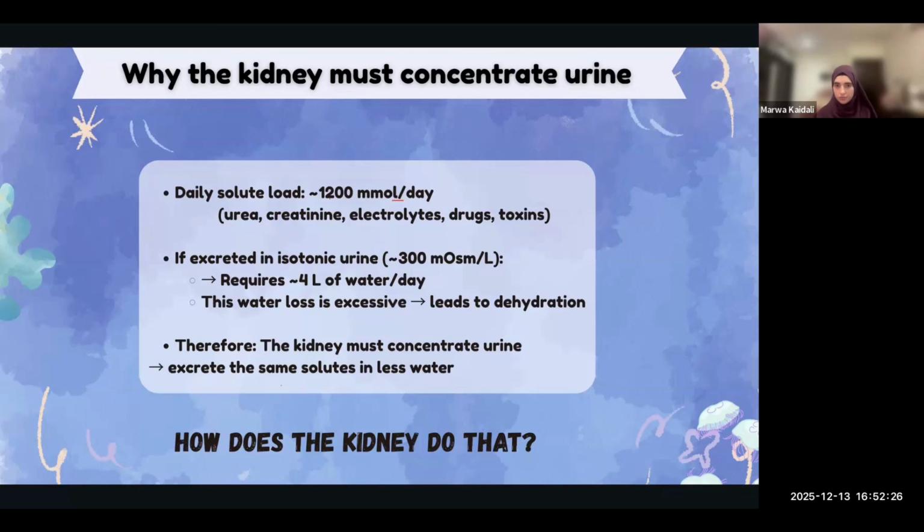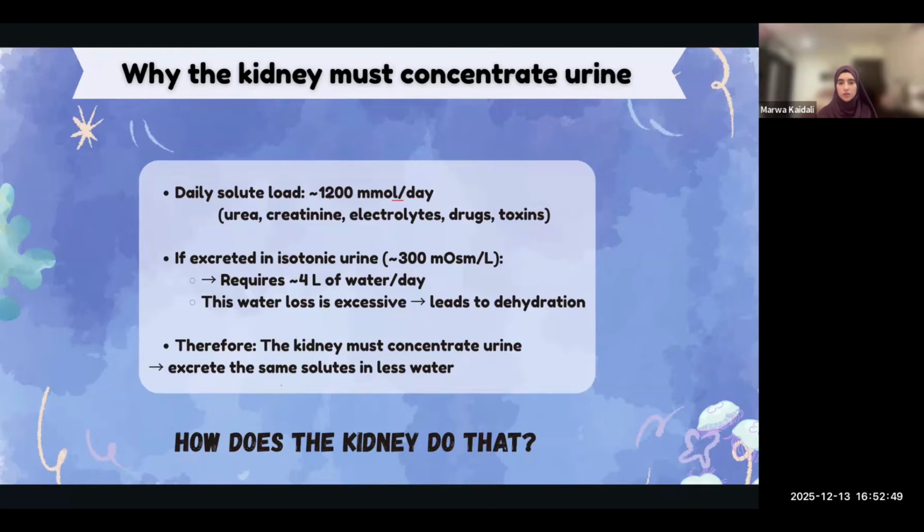We have a lot of metabolites that we need to get excreted from our body. In total, we have 1,200 milliosmoles. Now, if we excrete all of them with water, we're going to have to excrete around 4 liters of water, which is a lot. All you need to know from here is that 4 liters of water is a lot to excrete all of those metabolites.